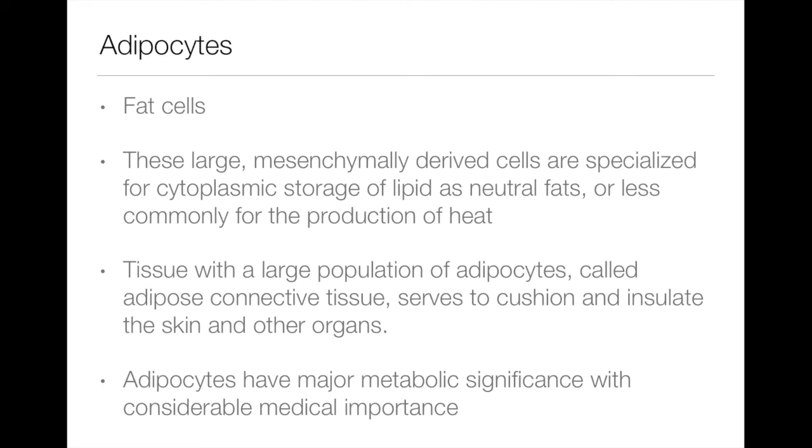They are called fat cells, and these large, again mesenchymally derived cells are specialized for cytoplasmic storage of lipid as neutral fats, or less commonly for the production of heat. So they're fat cells. They store fat. Tissues with a large population of adipocytes are called adipose connective tissue, and it serves to cushion and insulate the skin and other organs. Adipocytes have major metabolic significance with considerable medical importance. That's why I believe you should know that.